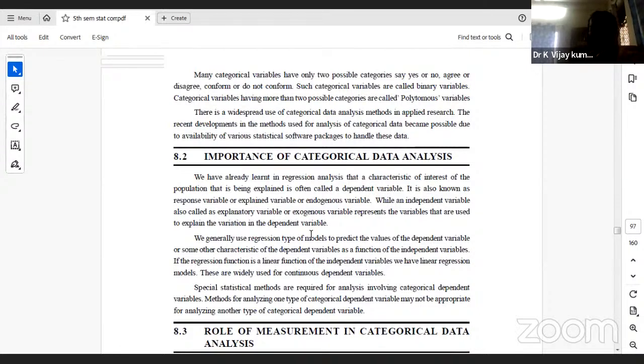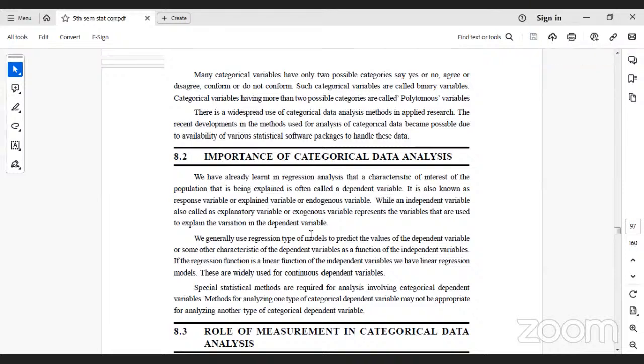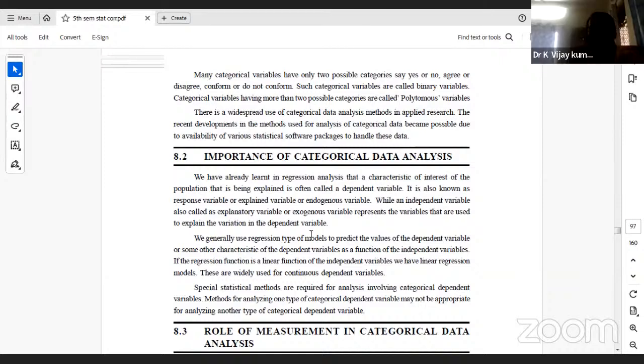So we already learned regression analysis. What is the meaning of regression analysis? X on Y and Y on X. Am I correct? Yes, sir. In regression analysis, the characteristic of interest of the population being explained is often called the dependent variable. If X is the independent variable, then Y is the dependent variable; if Y is the independent variable, then X is the dependent variable. It is also known as the response variable, explained variable or endogenous variable, while an independent variable is called an explanatory variable or exogenous variable. It represents the value used to explain the variation in the dependent variable.